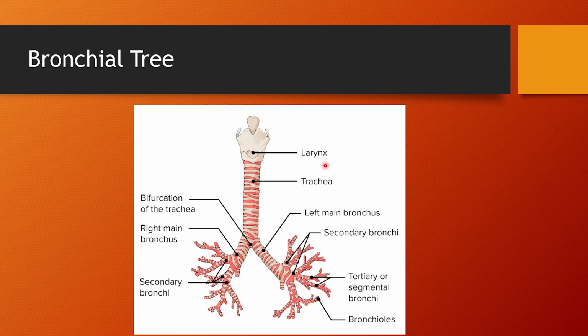The bronchial tree. There is the trachea. The trachea is divided into the left main bronchus and right main bronchus. Then each main bronchus is divided into the secondary bronchi, the right secondary bronchi and the left secondary bronchi. Then they are divided into tertiary bronchi or segmental bronchi, and then these are divided into bronchioles.